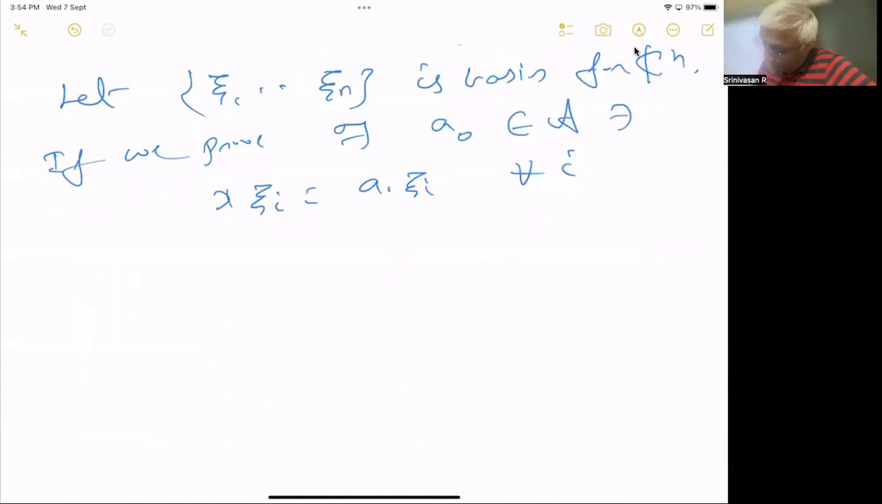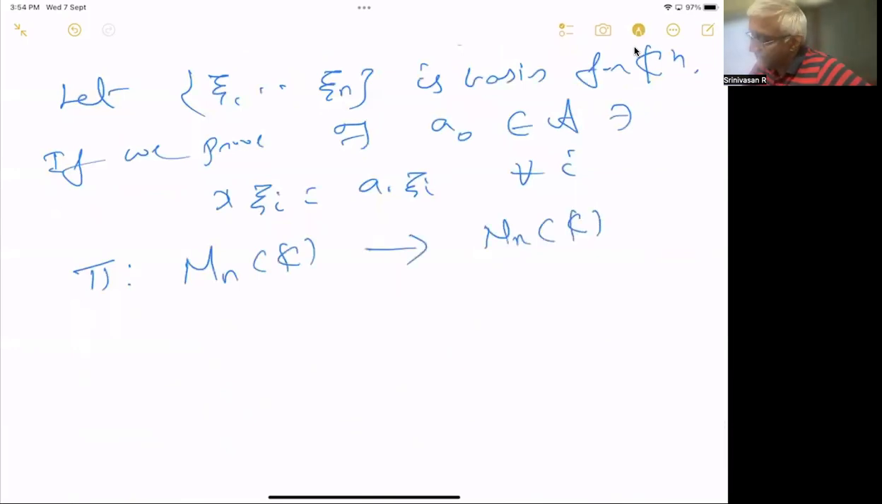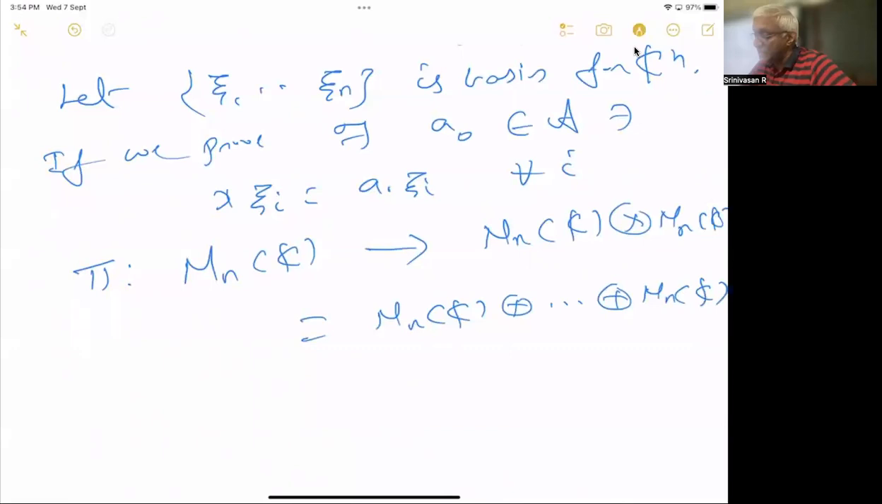So let me define pi, a map from MnC to MnC tensor, which I am saying is equal to this: MnC direct sum MnC. I can identify with this. You can forget the tensor if you want, but these two are the same. Maybe this identification will be useful for the assignment I gave you. You can think about it.